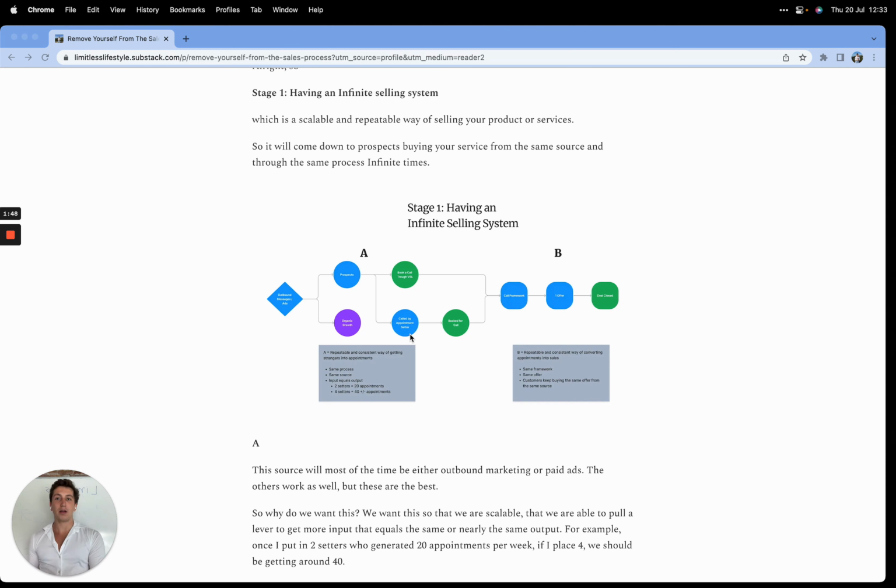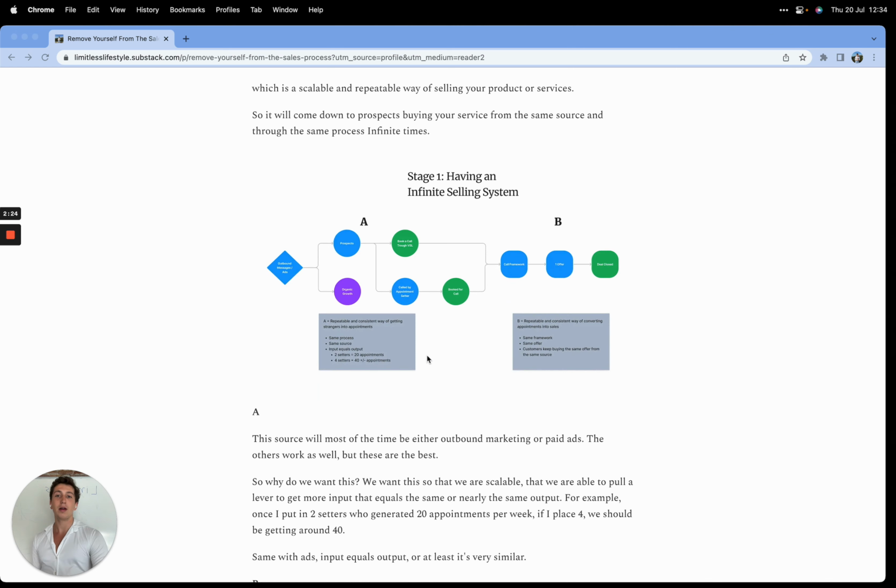This means that you have a scalable, repeatable, and consistent way of selling your product or service. So that comes down to strangers turning into prospects and buying your service from the same source and through the same process an infinite amount of times. So it just keeps going. There is no end to it. Literally infinite times. So let's dive into it. It has 2 components to it, A and B.